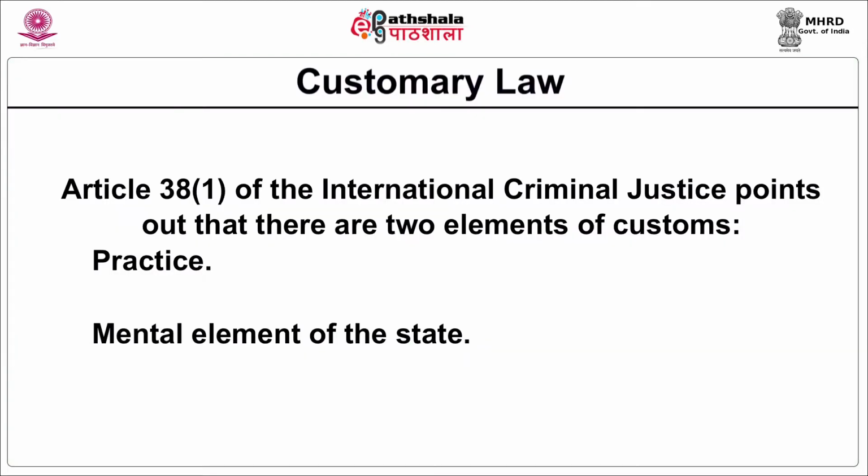Article 38(1) of the ICJ statute points out that there are two elements of custom, as we discussed previously. The first one is state practice, and the second one is opinio juris, or the mental element of the state. Not only must the acts concerned amount to a settled practice, but they must also be such or be carried out in such a way as to be evidence of a belief that this practice is rendered obligatory by the existence of a rule of law requiring it.